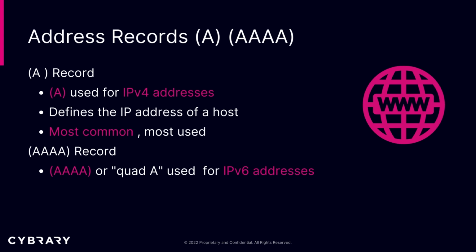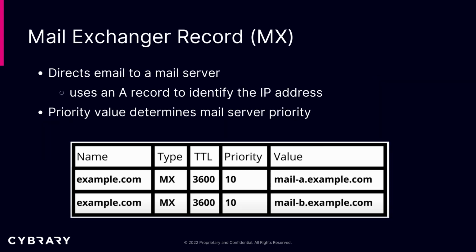So it defines the IP address to a host name or website. So again, it's the most common, most used. And again, IPv4 version is the A record, whereas the quad A is used for IPv6 records and IP addresses.